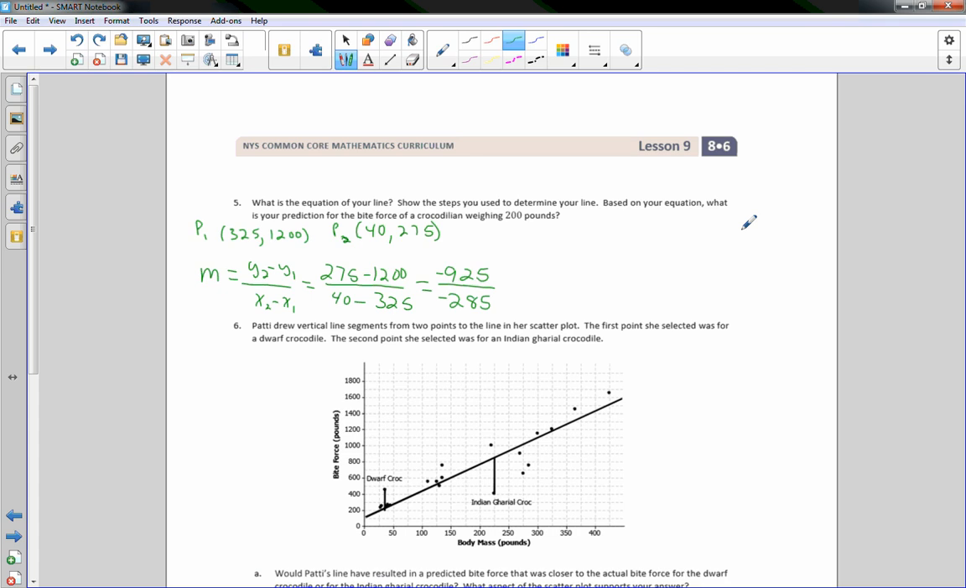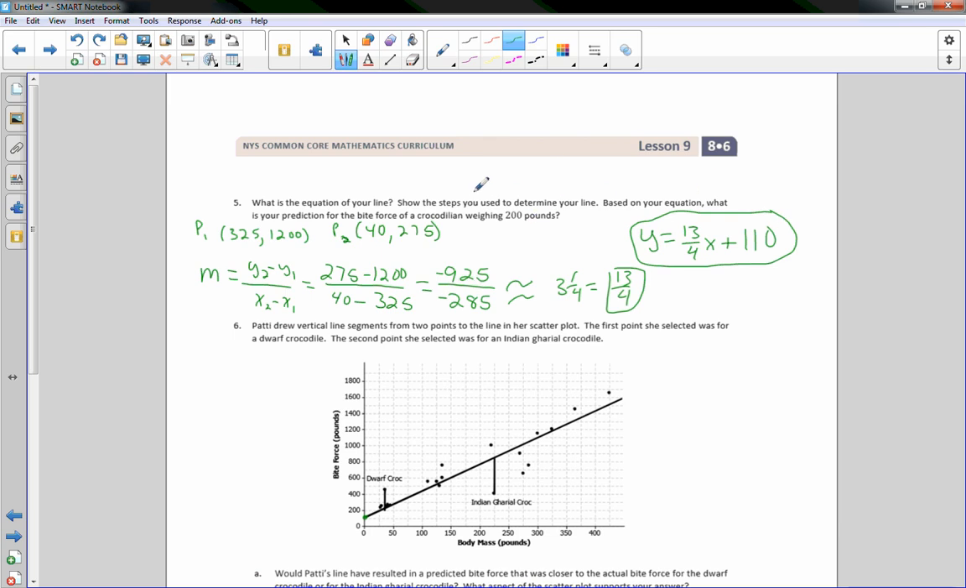And I will use my calculator to do this calculation. So 925 divided by 285 is 3.25 roughly, which is approximately 3 1/4. And I'm going to make that an improper fraction, which is 13 over 4. That's an approximation of my slope. So I say y equals 13 over 4x plus, and my y-intercept is right here, and that's about 110, let's just say. So there's an equation of a line of fit.